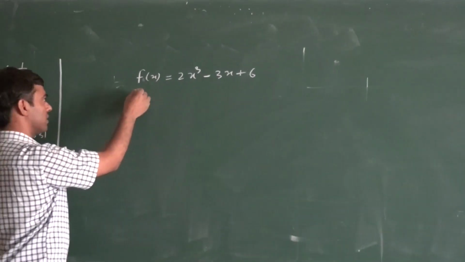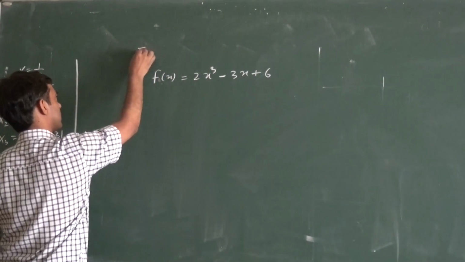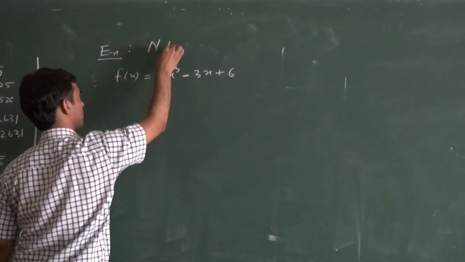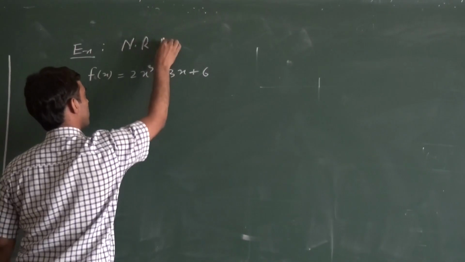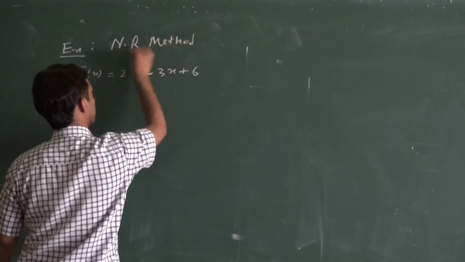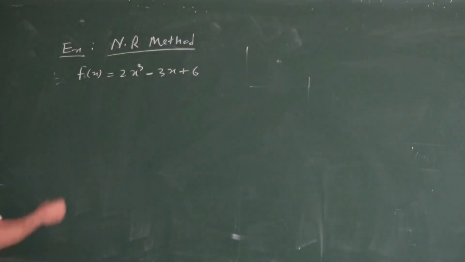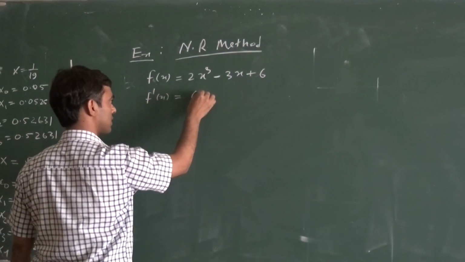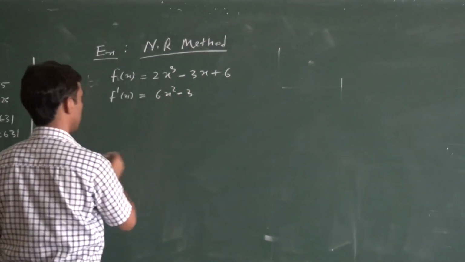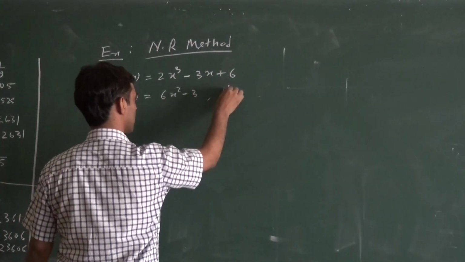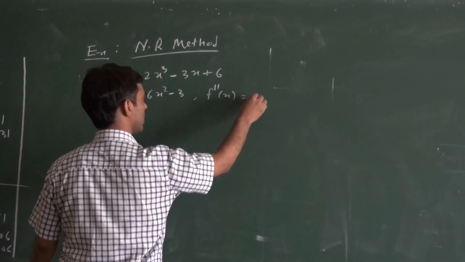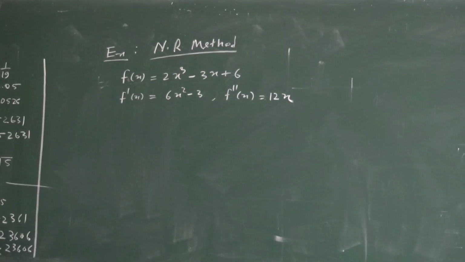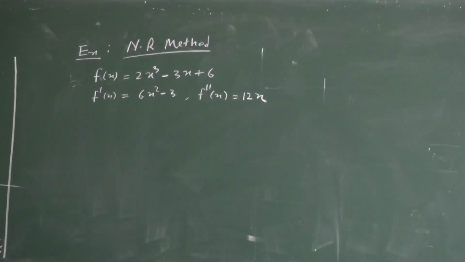So what is the iterative scheme? Example based on the Newton-Raphson method. There is a need to find the value of f dash x. f dash x is 6x square minus 3. And what is the value of f double dash x? f double dash x is 12x. So this is the value of f x, f dash x, and f double dash x.